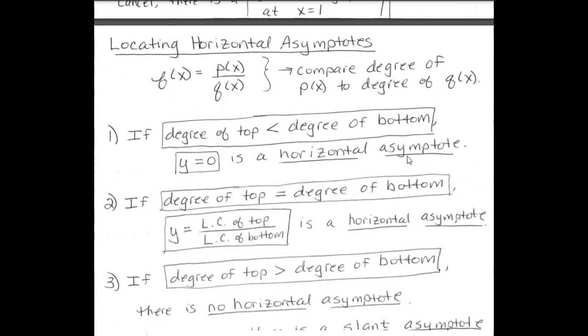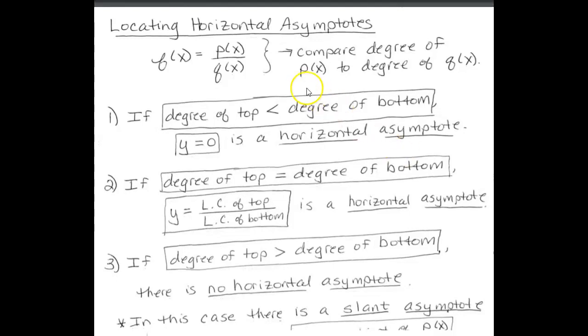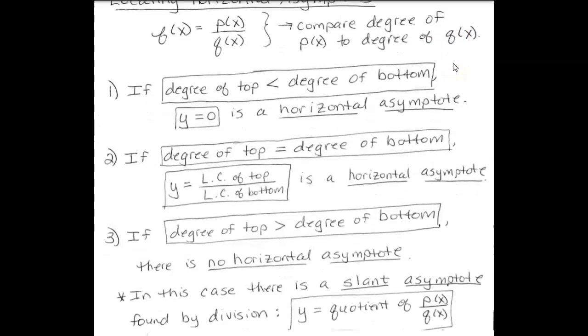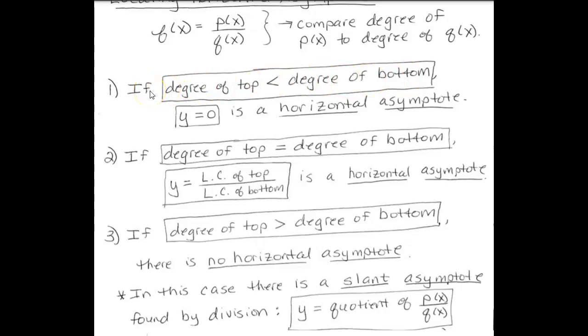All right, our next procedure is how to locate where the horizontal asymptotes are. So if we have a rational function, quotient of polynomials, to locate horizontal asymptotes, we compare the degree of the top, p of x, to the degree of the bottom, q of x. And there are 3 scenarios. Case 1, if degree of the top less than degree of the bottom, y equals 0 will be the horizontal asymptote. In other words, on the ends of the graph, the end behavior, the graph will be getting close to the line y equals 0.